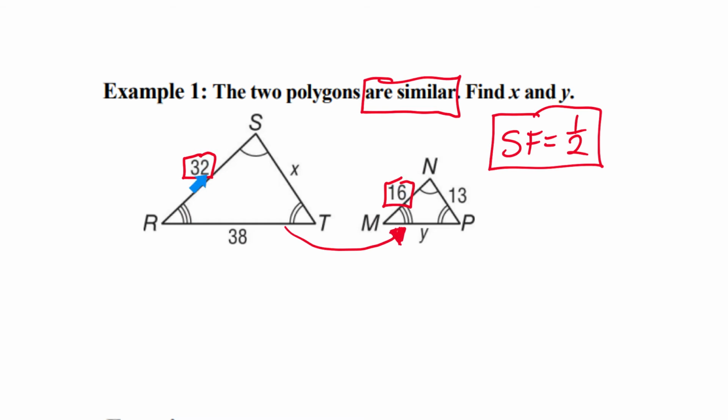Right? 16 is half of 32. So everything on this side, all the side lengths are going to be half of whatever they are matching up to over here. So this side is going to be half of this side, right? So how long is this side going to be if it's half of this? It's going to be 19. Half of 38 is 19.